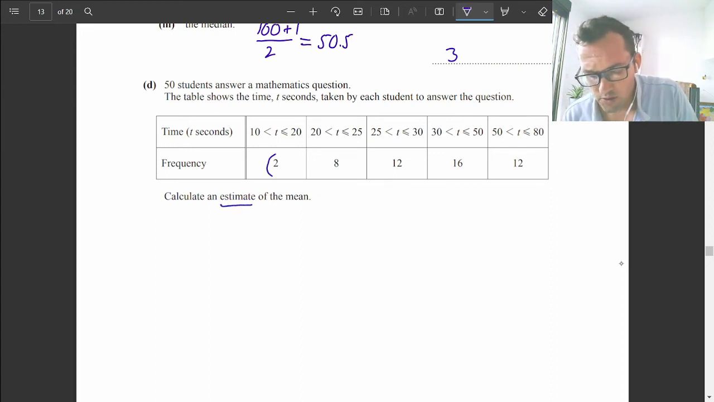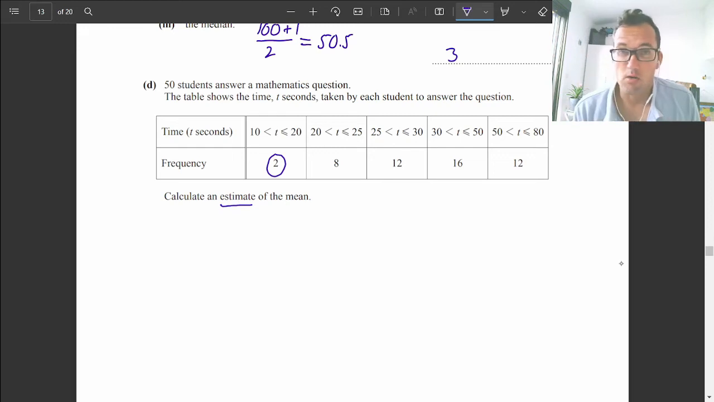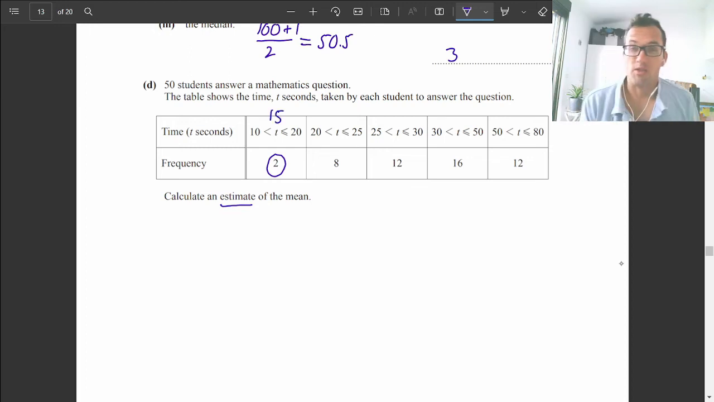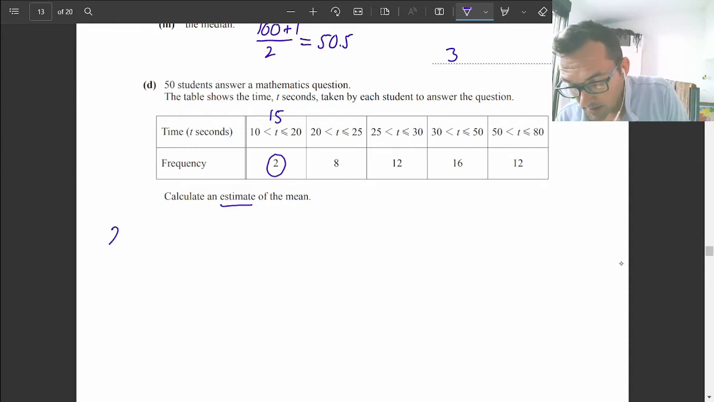So these first 2 students, we don't know exactly how long they took. We know somewhere between 10 and 20. So we take the average of that, or the midpoint, 15 seconds. So we estimate that on average they took about 15 seconds. So if we add their times together, we have 30 seconds.